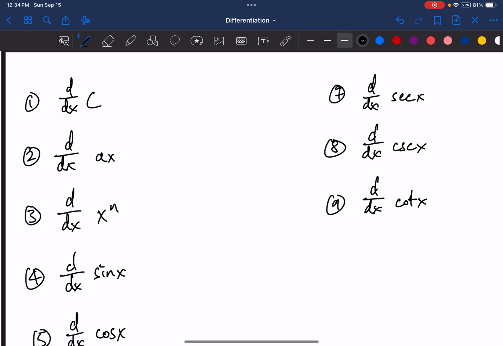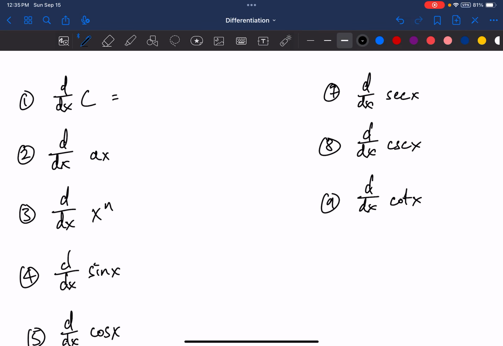Okay, so let's start with number 1. This one is equal to 0. The reason why is because let's say I have a line. So let's say my c is 1. So it's just a line. And if you know, the slope of a straight line like this would be 0. So in the end, ddx of a constant will be equal to 0. Change it back to black.